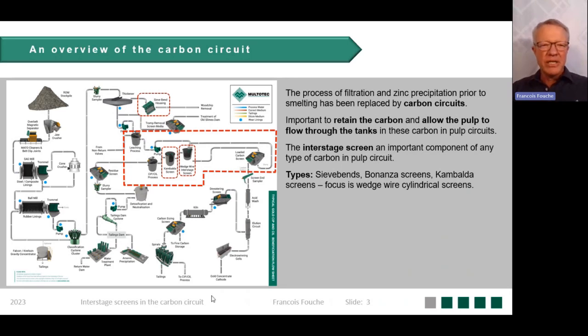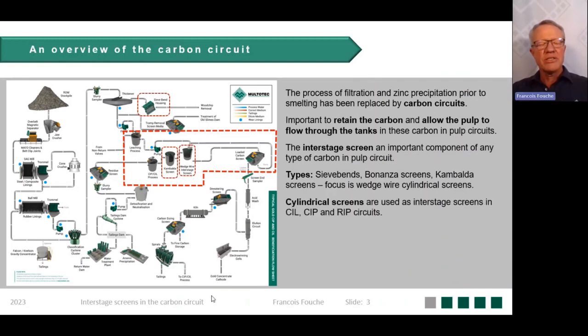Some of the older generations or types of interstage screens include Sifbens, Bonanza screens, Cambalda screens. We've used these during my time at Anglo Gold Ashanti, but the focus today is on wedge wire cylinders.